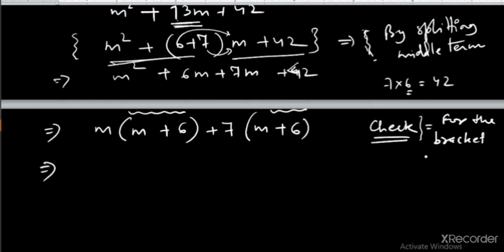Bracket terms, you can say. If they are equal, it means you are on the correct path. You are doing correctly. There will be no problem further also. And from here, what are you going to do? You can see that this has become a single term and now this has become a single term.